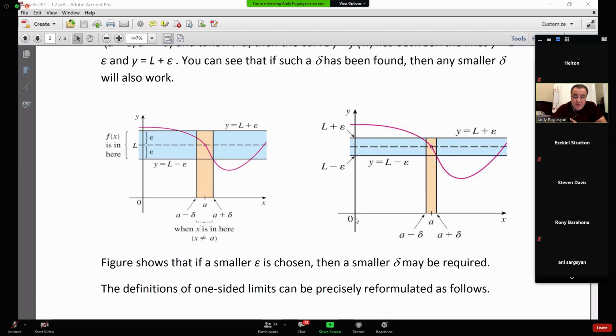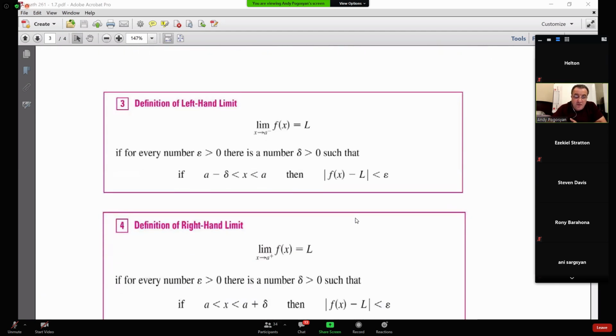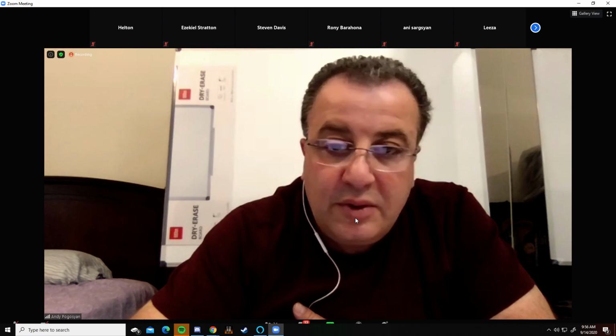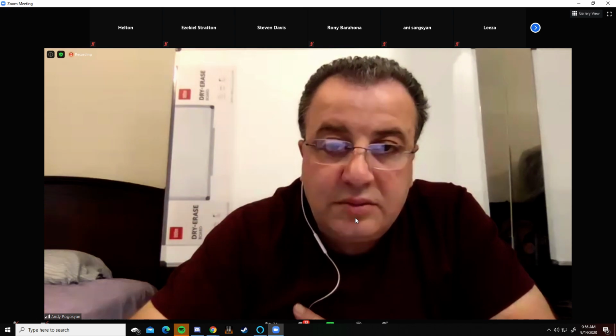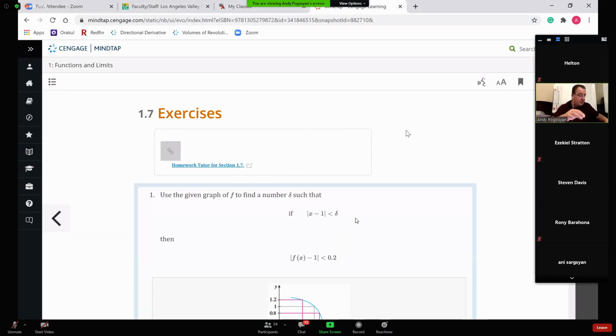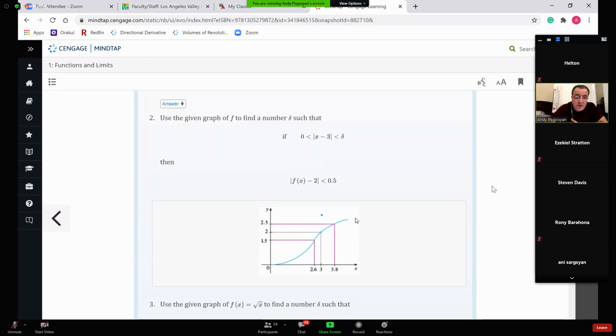Okay, so before we continue, let's go to 1.7. Now let's look at number 2. Use the given graph of f to find the number delta such that if 0 is less than the absolute value of x minus 3 less than delta, then the absolute value of f of x minus 2 is less than 0.5.